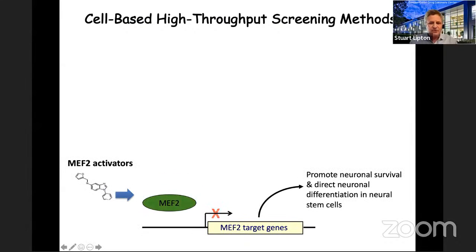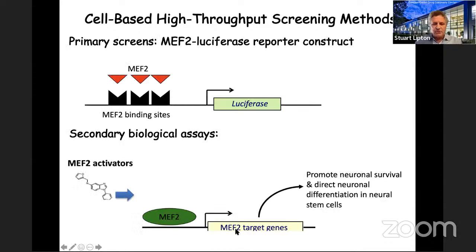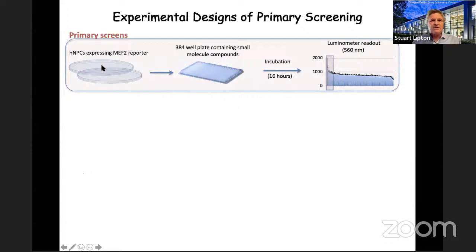Well, as I mentioned, MEF2C and A, and there's other forms of MEF2, but those are the 2 that we know are involved here. They bind to a piece of DNA and turn on various target genes. What we've done is replace one of those target genes with a luciferase reporter, something that has bioluminescence, so we can see it in the screening method. And then we add multiple drugs and we see if it activates MEF2. And here it's shown in a 384 well plate. We have a luminometer to read that bioluminescence.